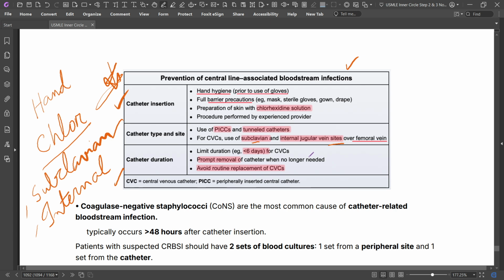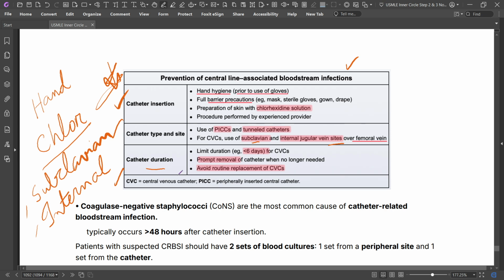That will give you a perfect placement and decrease the chance of infection. With catheterization of the subclavian and internal jugular vein, sometimes pneumothorax may happen, so that should be considered. After doing these catheterizations, you should do a chest x-ray to look for pneumothorax.